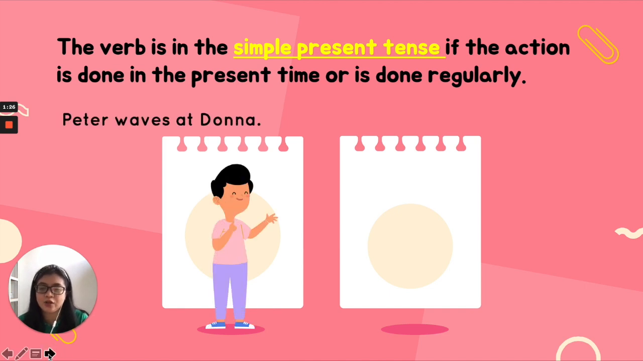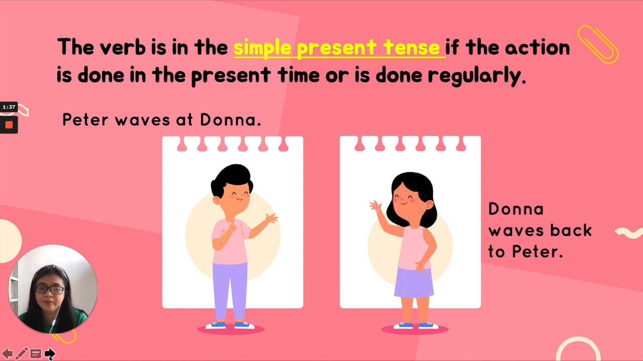Peter waves at Donna. Since this is currently being done, let's assume that currently Peter is waving at Donna. We can say that Peter waves at Donna. Now Donna waves back to Peter. Since Donna here is also waving at Peter, we can say that Donna waves back to Peter.